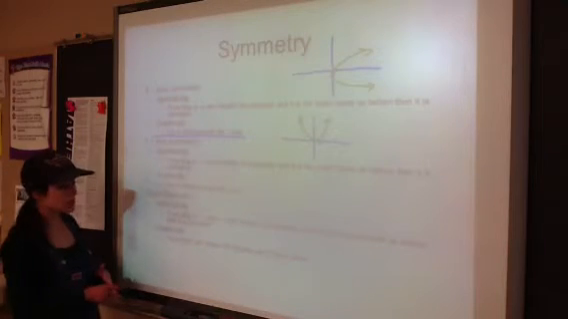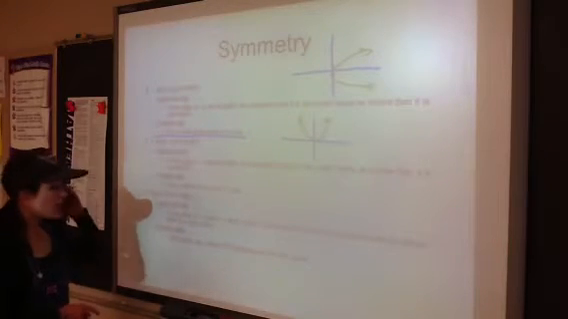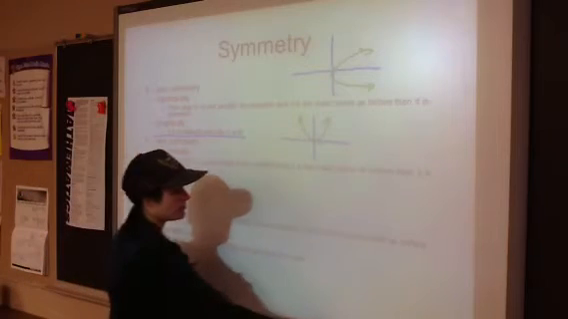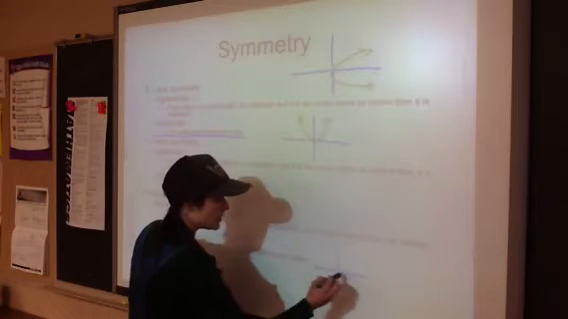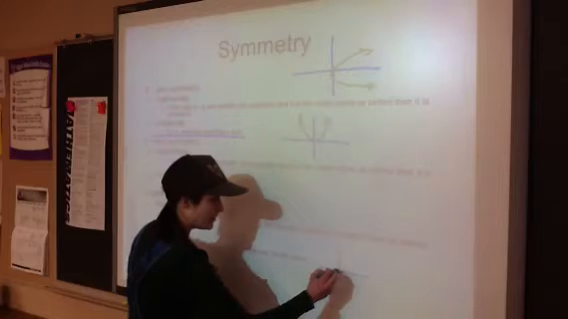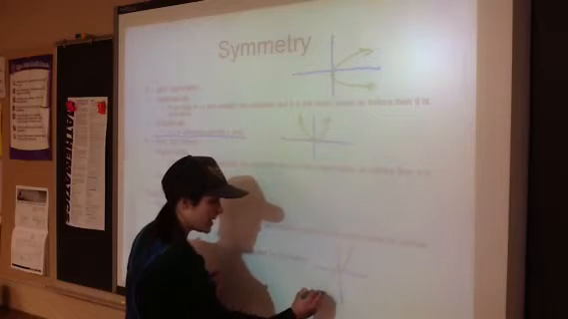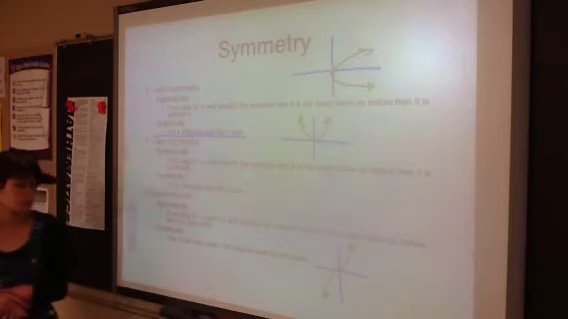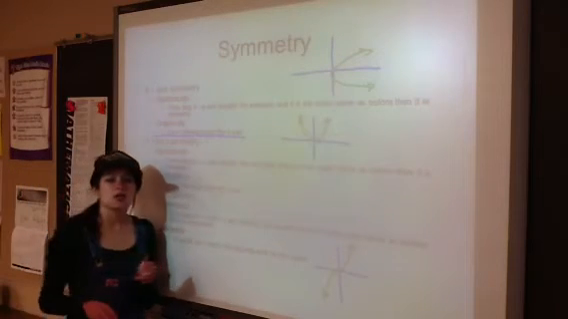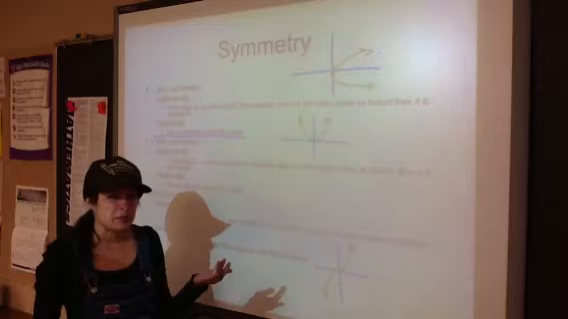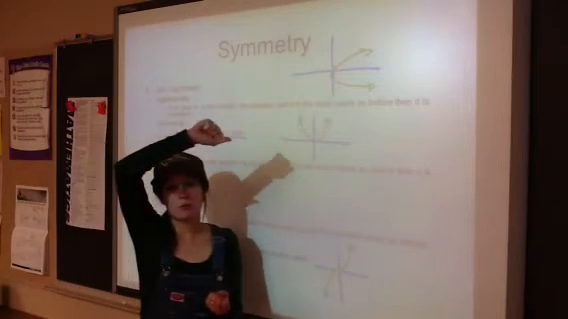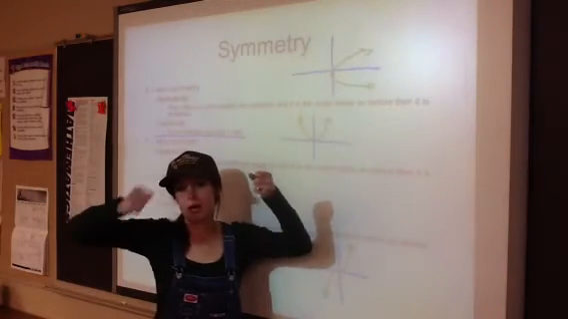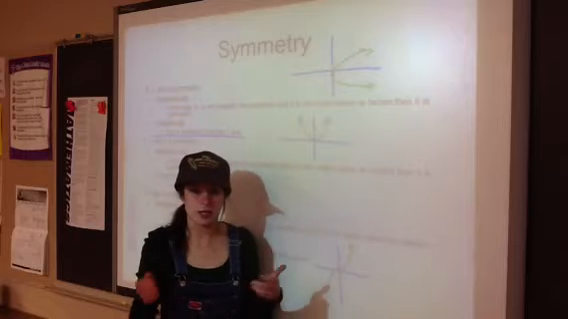For origin symmetry, the way you can tell by the picture is if you can rotate the graph 180 degrees and get the same thing, then it is origin symmetric. So rotate it 180 degrees, people are like, what? Basically, if you take your book or your paper and turn it upside down, that is rotating it 180 degrees.